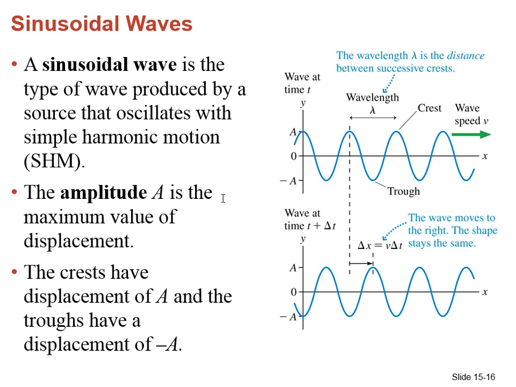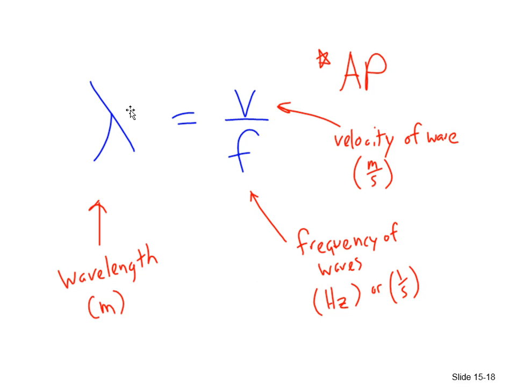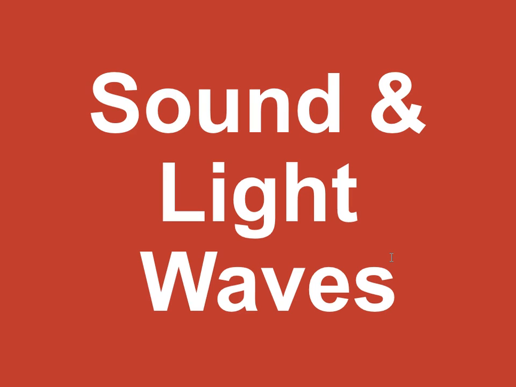We mentioned sine waves and the amplitude, and a lot of this stuff was covered in oscillatory motion. Then you had the wave formula, that the velocity is equal to lambda f, or the way that you'll see it on the AP formula chart, that lambda, the wavelength, which is in meters, is equal to the wave speed, or the velocity of the wave, which is in meters per second, divided by the frequency, measured in hertz, or the base unit inverse seconds, 1/seconds.